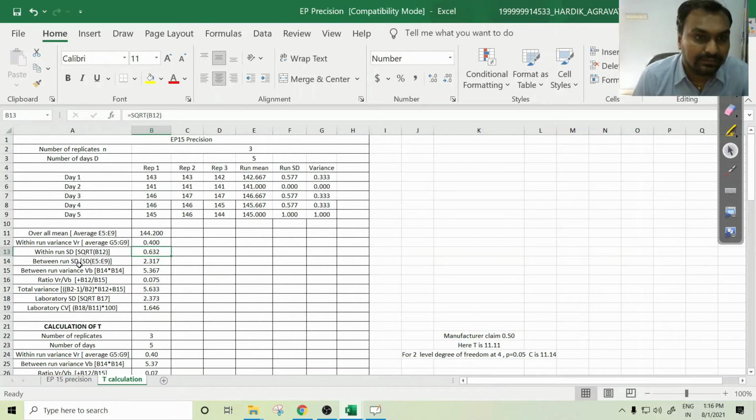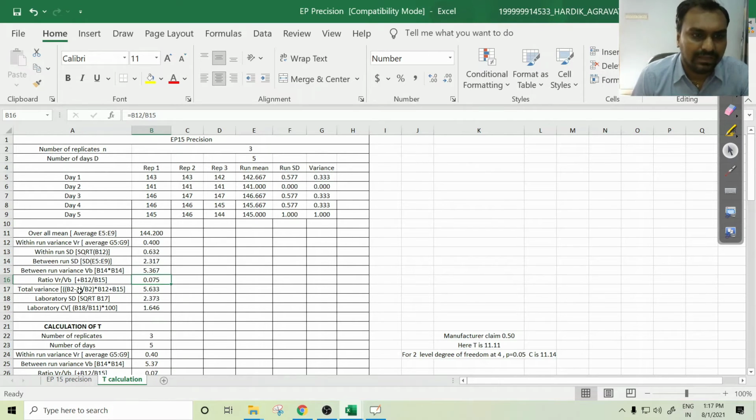For the between-run SD, you can do STDEV E5 to E9. That is the SD of the run mean averages. We get the between-run SD. The between-run variance will be the square of this, so that will be 5.367. You can see here B14 into B14. Now the ratio of within-run to between-run variance is 0.075. It will not be helpful here.